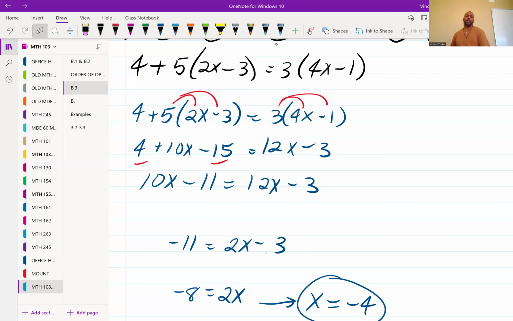All right. So let's go ahead and look into this one. So the first thing you want to do is distribute. So I'm going to take the 5 into the 2x minus 3, take the 3 into the 4x minus 1.